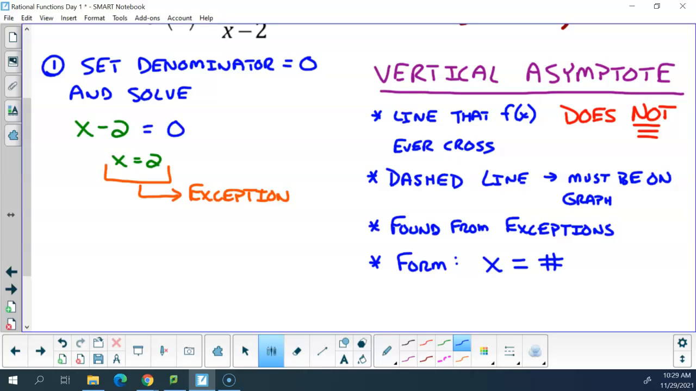The form of your vertical asymptote is x equals some number. If you just put the number, you're wrong, because a number is a number. X equals a number is a vertical line on my graph. So just putting a number, because there are going to be problems later on where I say, what are the vertical asymptotes? And if you just say 2, you're just giving me a number.